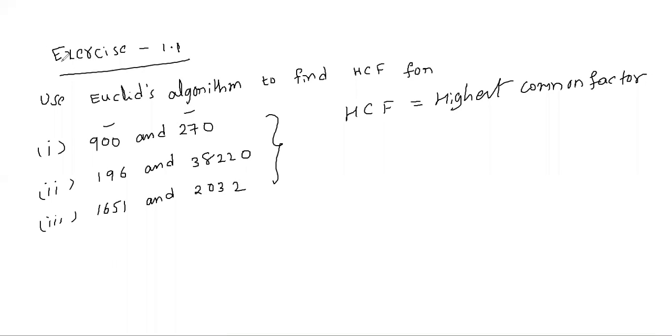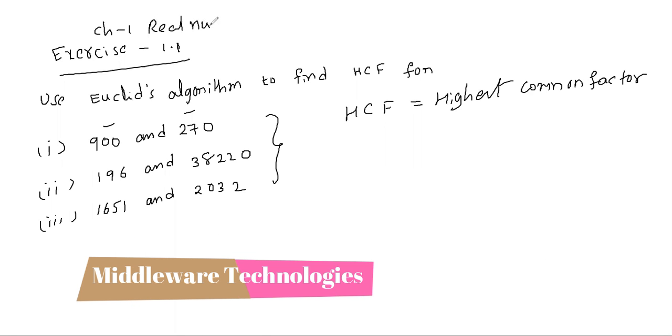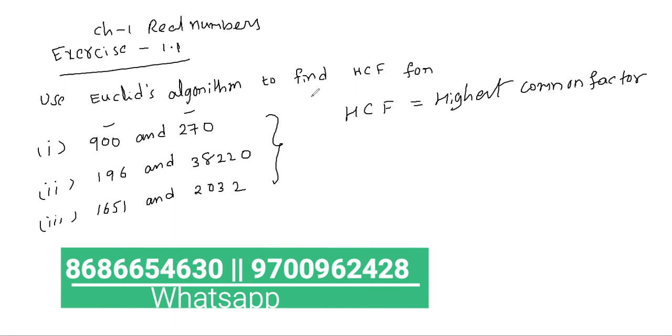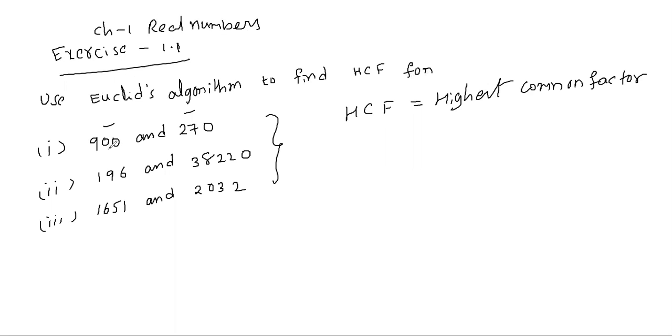Now we are going to discuss the exercise problems from chapter 1, real numbers. So in that, the first question is, use Euclid's algorithm to find HCF for the following three problems.